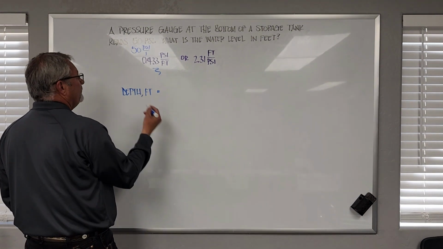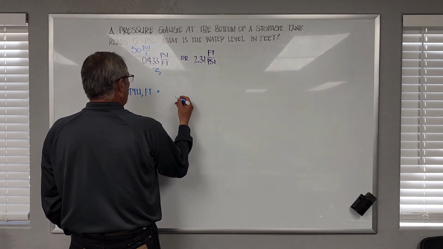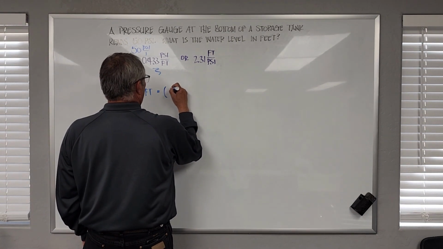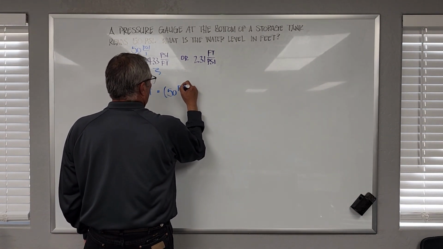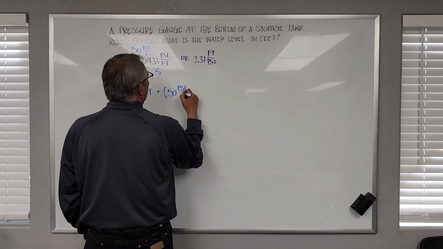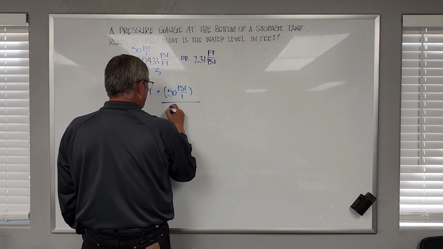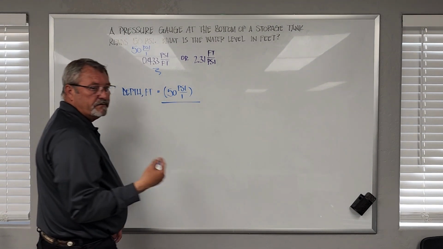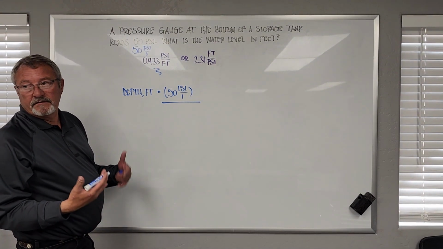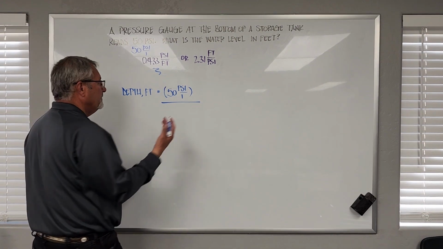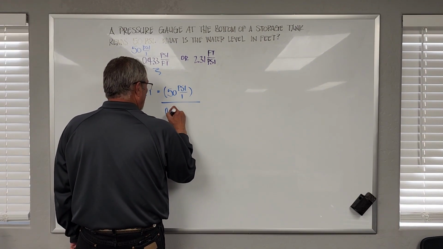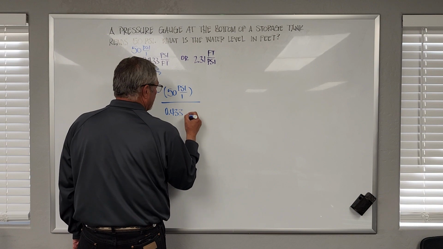So I'm going to take 50 PSI over 1, and I'm going to divide it by, and I put it in parentheses, and it's a habit I have. It's not wrong, it's just, sometimes I do that. Just so everybody knows.